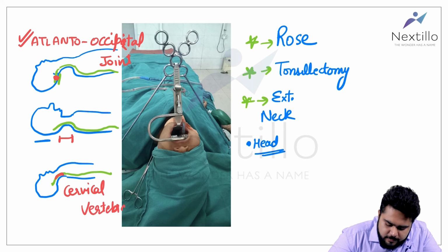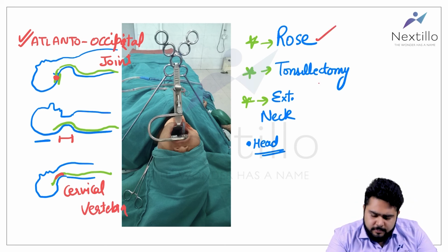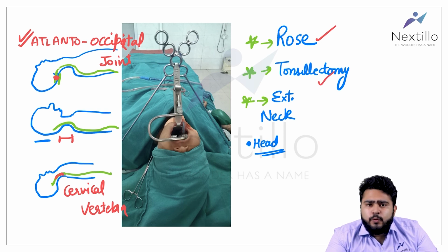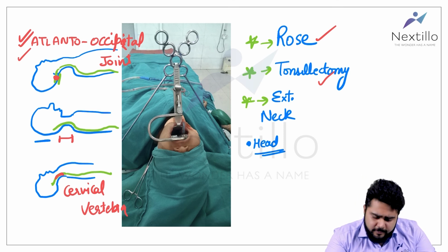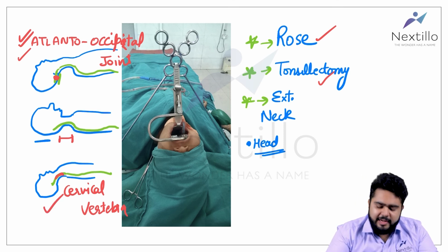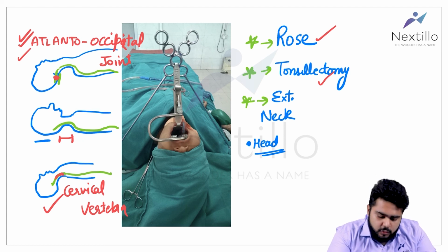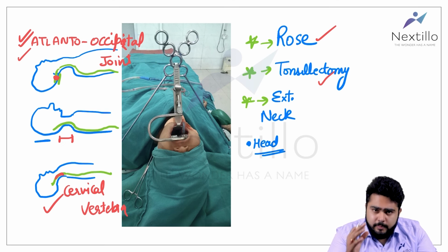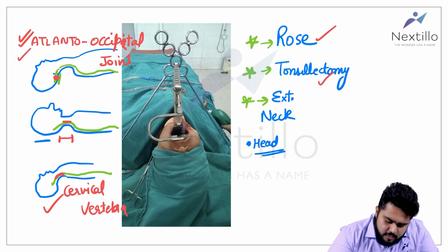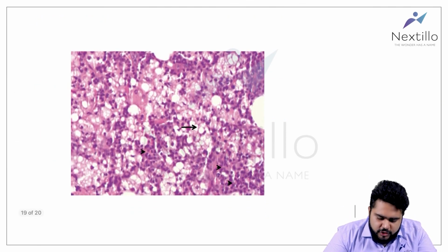So they may ask, what is true about the image? Name is Rose position, is used for tonsillectomy. There is extension at atlanto-occipital joint only. There is extension at atlanto-occipital joint and cervical vertebra. So you have to answer. So only atlanto-occipital joint becomes wrong because there is extension on both the sides. So there is extension of the neck and extension of the head, both, right? Understood? This is Rose position. Let's move to the next question.